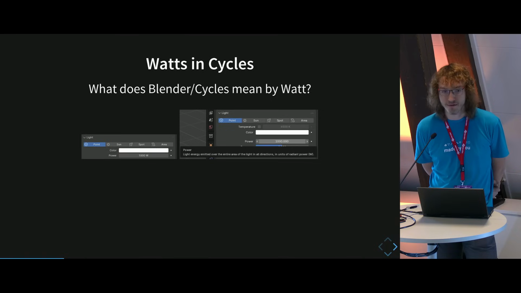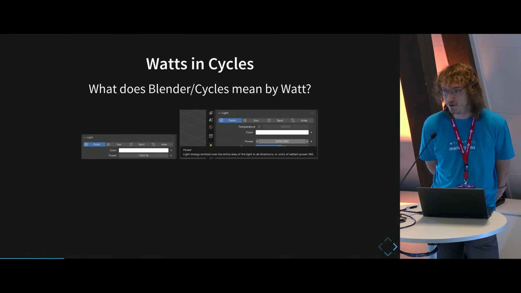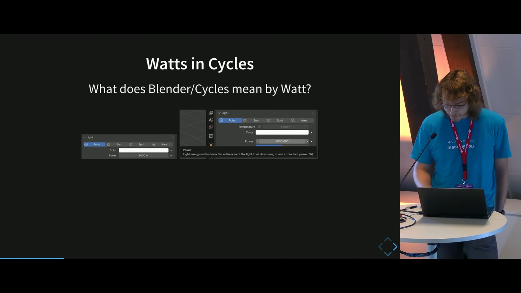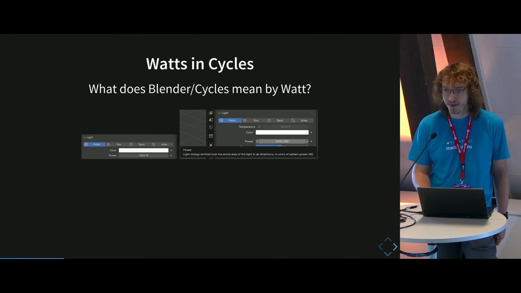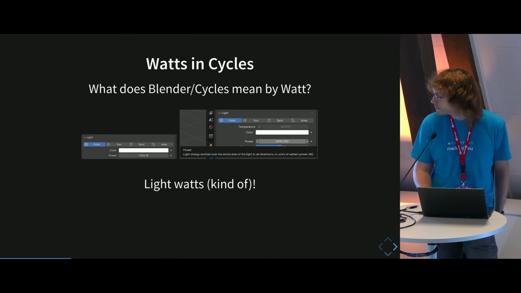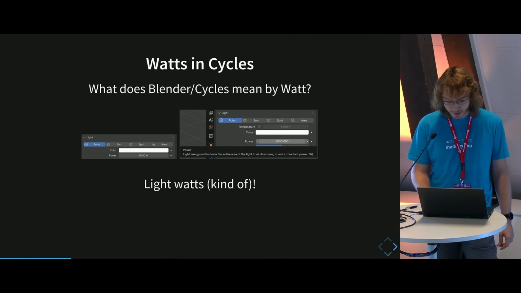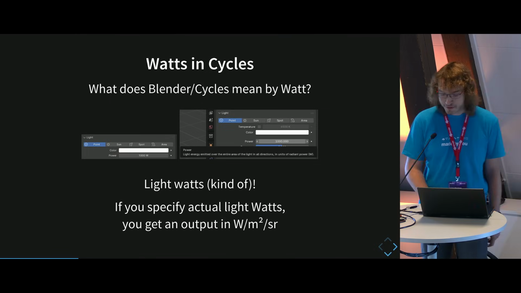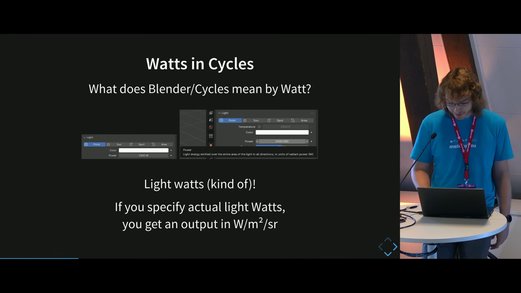But yeah, in practice, honestly, it might as well mean nothing, because people just kind of tweak the value until it looks about right, which is unfortunate, because, of course, being able to input real light information would be very useful there. If you actually put in the radiometric watts, what you get is an output in watt per square meter per steradian. Sounds a bit scary, so we'll go into what that means.